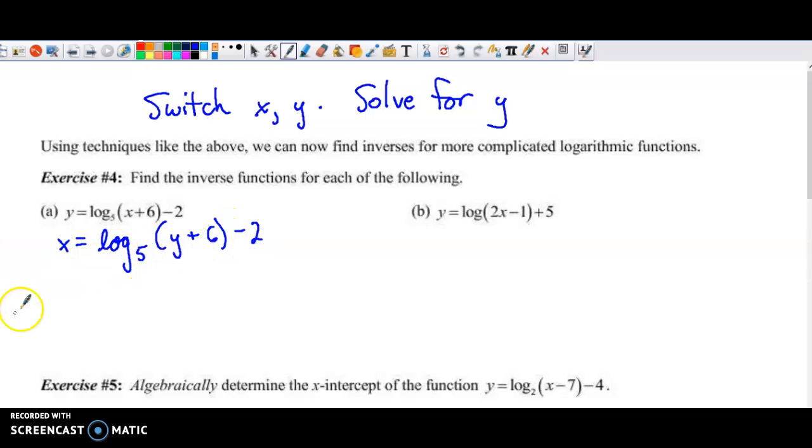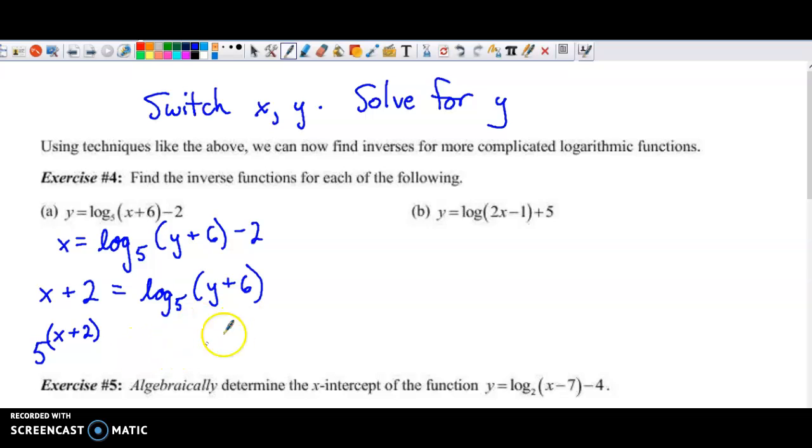And what you need, just like we did before, get the log by itself. And now that I do, I can change it to exponential form. And if you want to, you can put that in parentheses. And I'm going to take it one step further because I'm running out of space. That I also will then, after having that, subtract that 6 over. And that's the kind of answer I want.